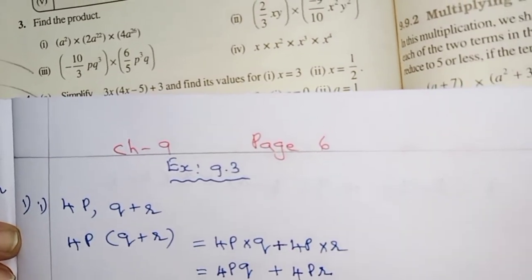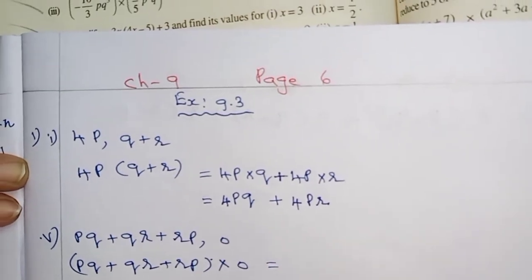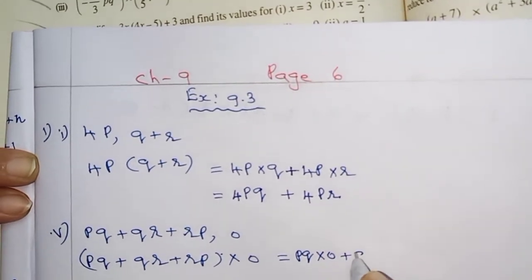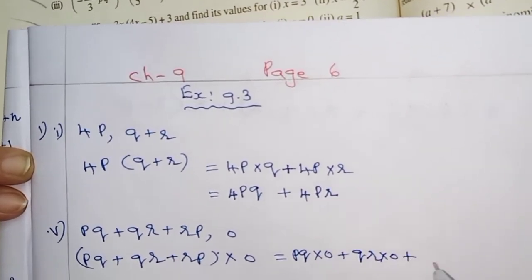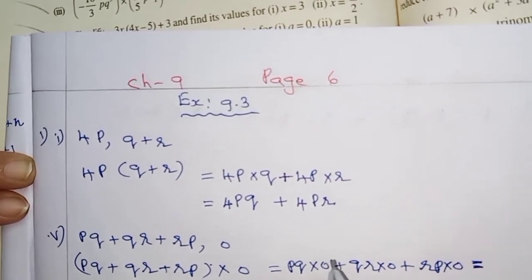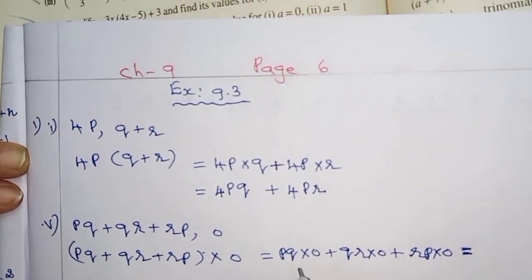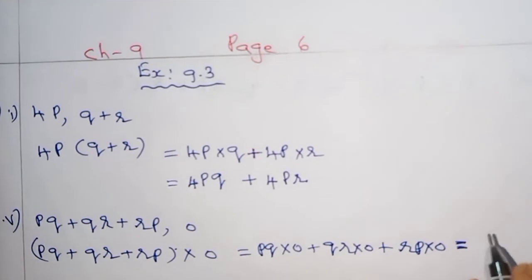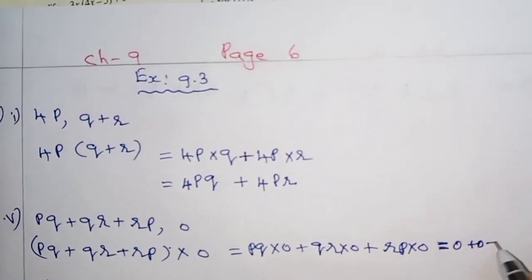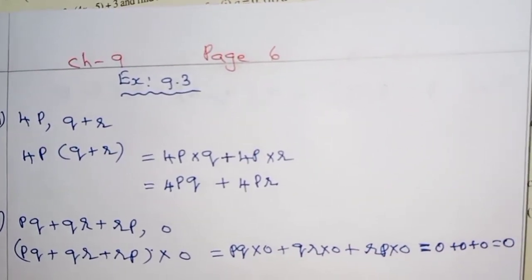4pr. In the same way, pq plus qr plus rp into 0. So we write like this: pq into 0 plus qr into 0 plus rp into 0. When you multiply any number or any variable with 0, the answer is 0. So pq into 0 is 0, qr into 0 is 0, rp into 0 is equal to 0. So 0 plus 0 plus 0 is 0. Now look at the third question.